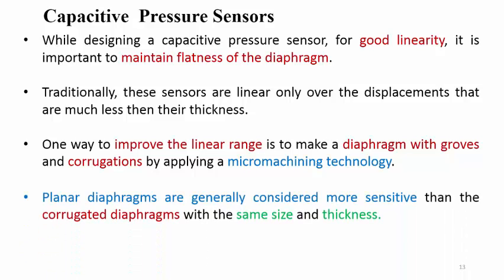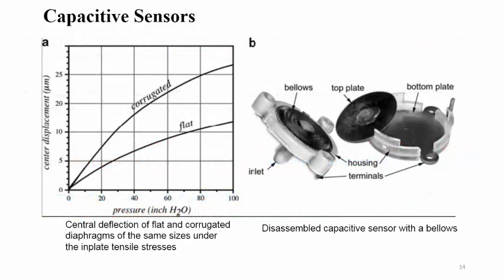Here you will find the two kinds of capacitive sensor, that is a plain and a corrugated diaphragm based pressure sensor. The planar diaphragms are generally considered more sensitive than the corrugated diaphragm. Planar means there are no corrugations on the diaphragm. So these are more sensitive than the corrugated diaphragm with the same size and thickness.